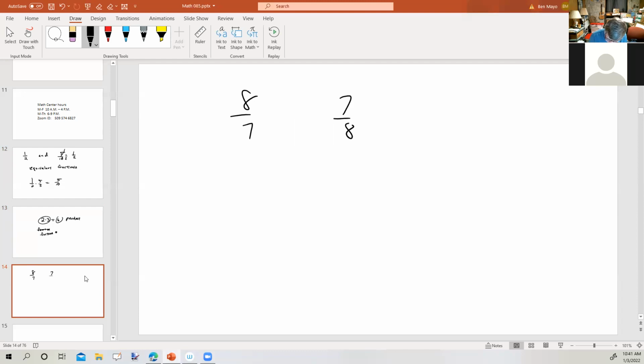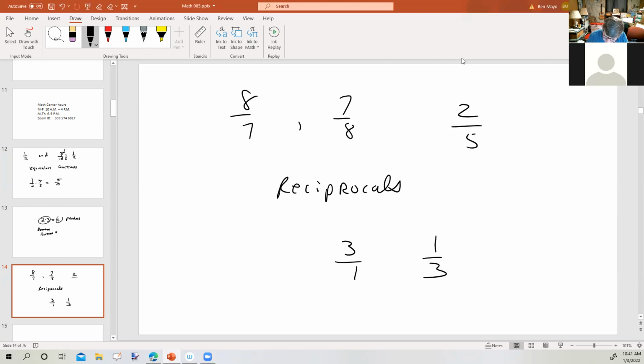8/7 and 7/8. Those numbers are called reciprocals. Okay. So for instance, the number 3, its reciprocal would be 1/3. The number 2/5, its reciprocal would be 5/2.